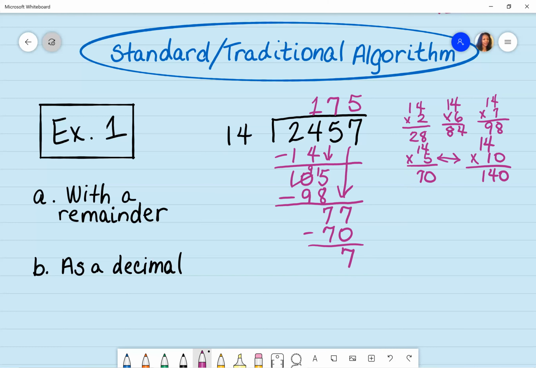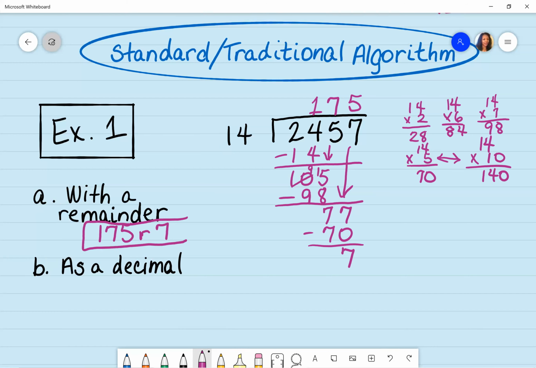so that means that's really my remainder, right? And in my directions, I asked for two different answers, one with the remainder and one as a decimal. So can you tell me what the actual answer should be with the remainder? Well, with the remainder, it would be 175 remainder 7. Okay, remainder 7.